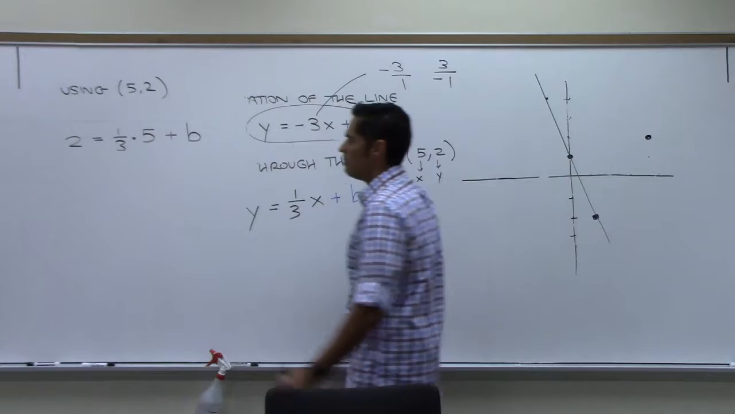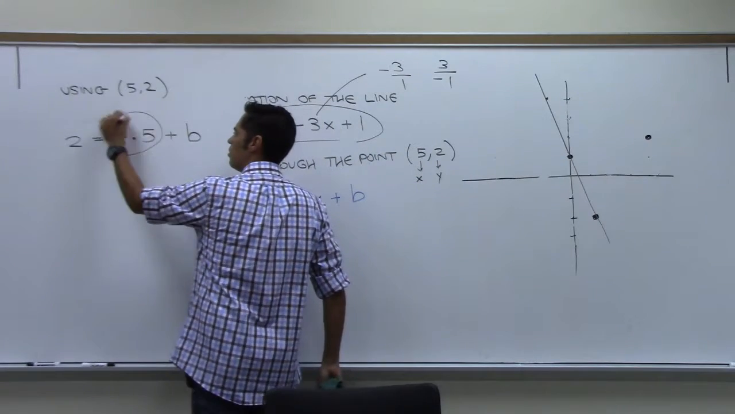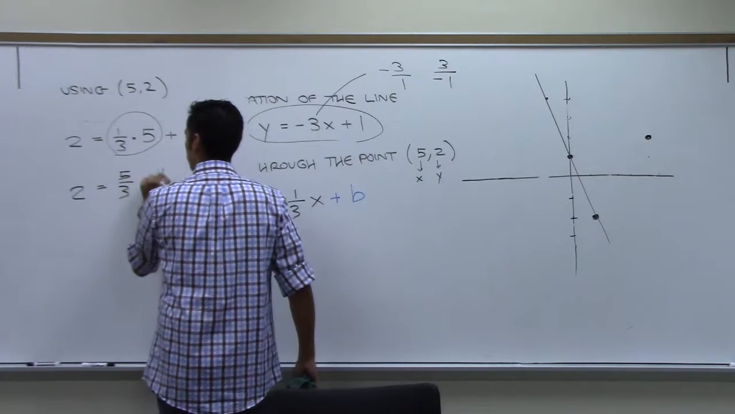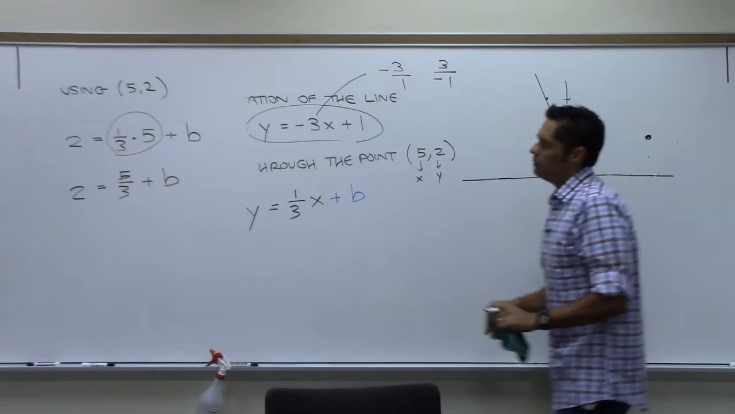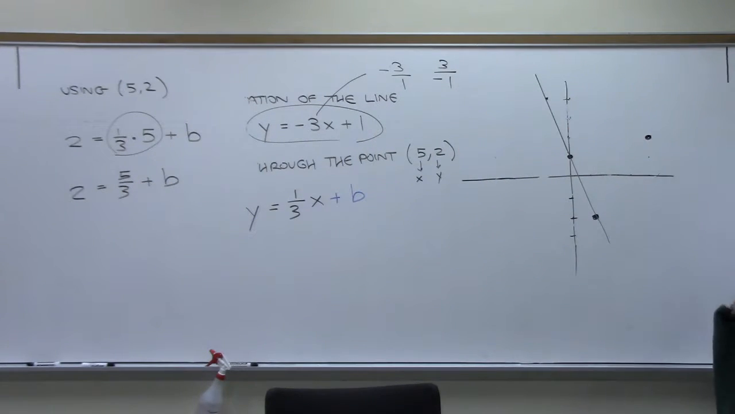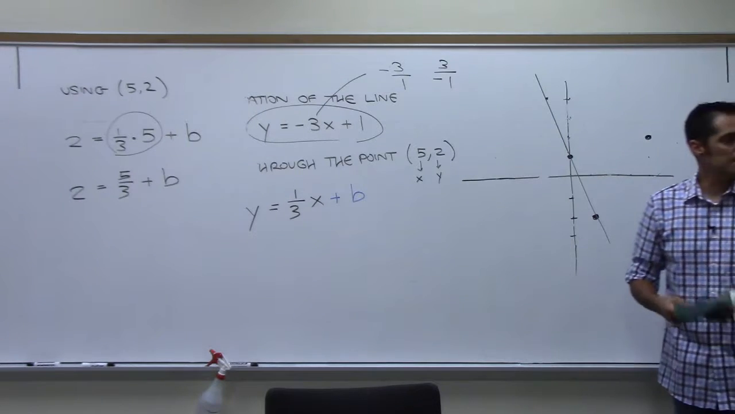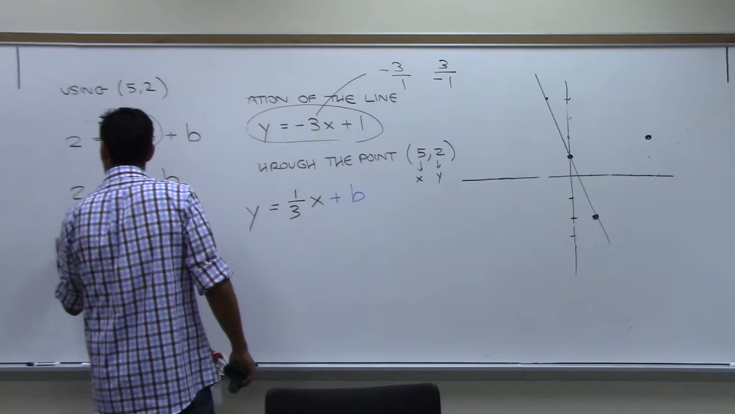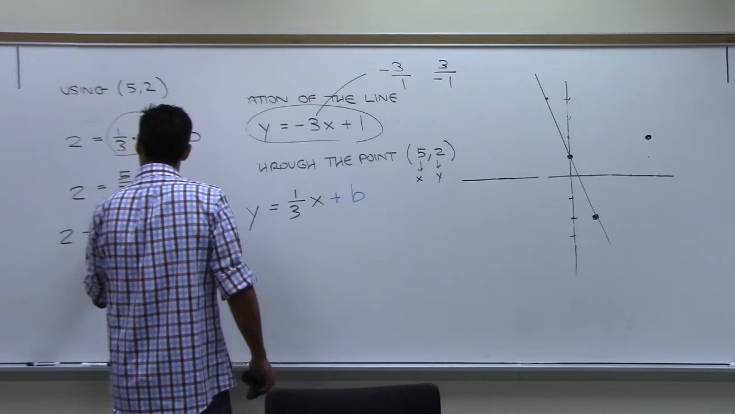So let me try and isolate b. First put these two together. That's 5/3 plus b. And now we will subtract 5/3 from both sides of the equation. So we get 2, take away 5/3 equals b.